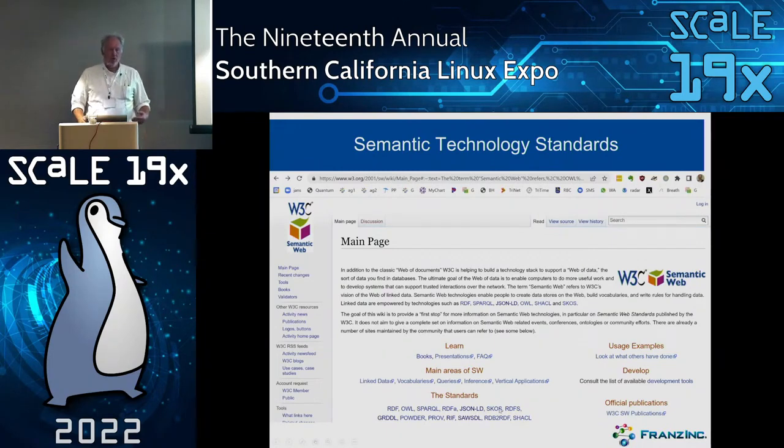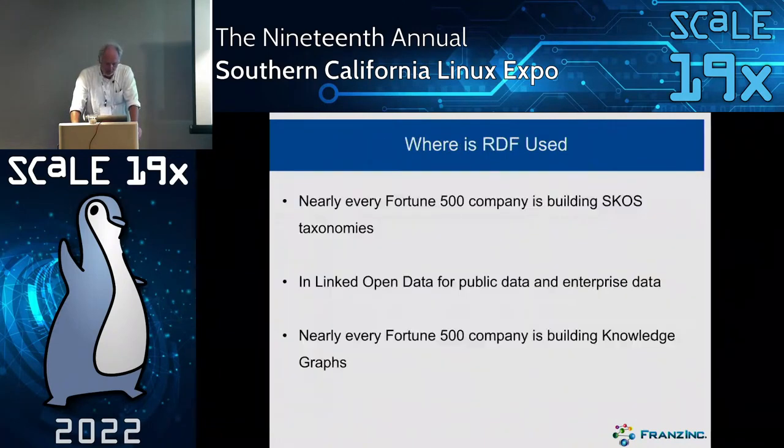SKOS is for taxonomies. Anyone here working on taxonomies? Okay, so you know what a taxonomy is, right? It's a tree of words that describe the important words in a particular domain, right? I think I'll get to that in a minute. Anyway, many more standards, but the W3C has been working for 20 years now on the standards for RDF and every derived technology.